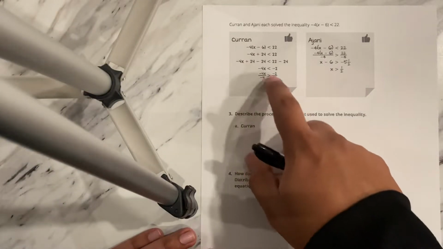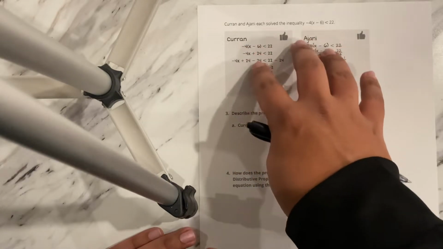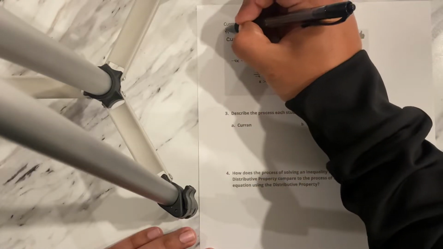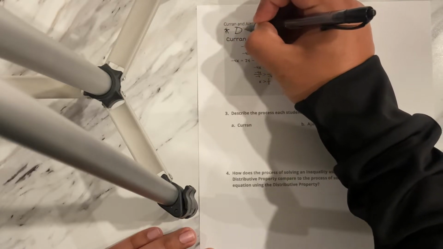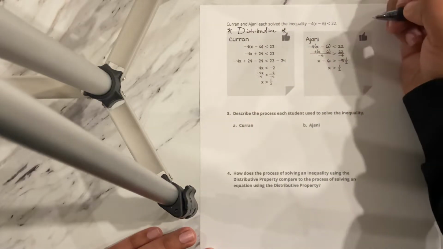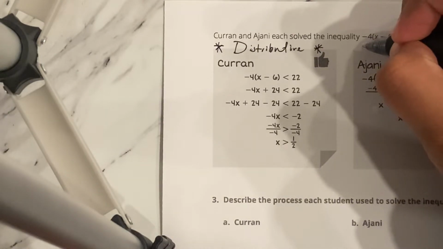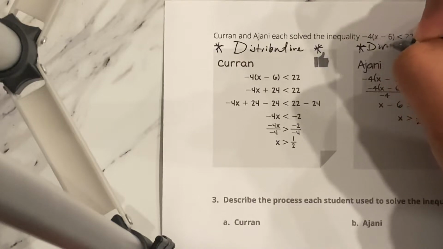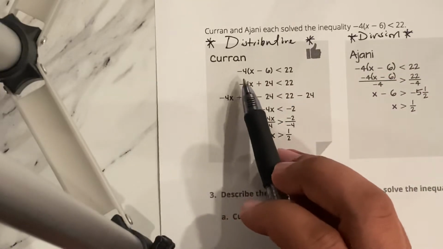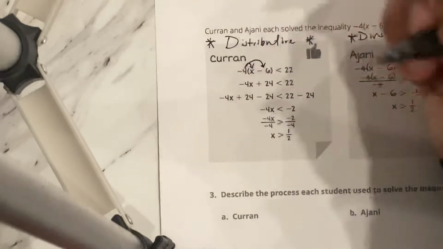Next problem. We do have, I'm pretty sure it's Karan and Ajani, both working on the same type of problem but with different methods. Put a star next to this because it's on your test. Karan is doing the distributive property. Ajani is doing the division property. Both on your test. Definitely make sure you know, hey, when I see parentheses, I can draw some arrows. Boom, boom.